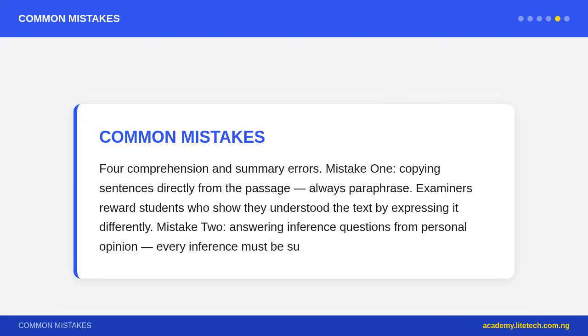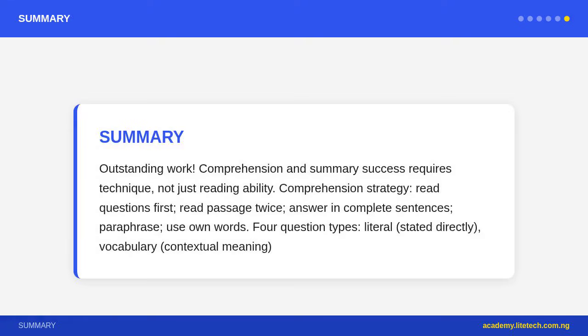Common comprehension and summary errors. Mistake 1. Copying sentences directly from the passage, always paraphrase. Examiners reward students who show they understood the text by expressing it differently. Mistake 2. Answering inference questions from personal opinion. Every inference must be supported by evidence from the passage, not from what you believe.